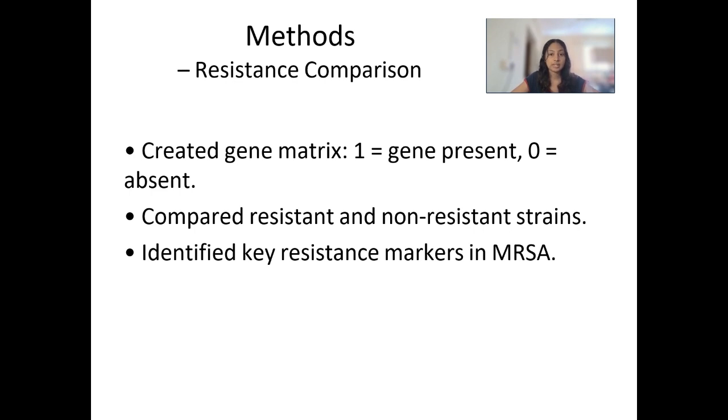Next, I created a gene matrix where each row represents a strain and each column represents a gene. If a gene was present in a strain, I marked it as 1, and if not, it is marked as 0. I also added a label column for each strain, either resistant or non-resistant. This binary dataset is ideal for classification using machine learning algorithms. It helps models find patterns based on which genes are present.